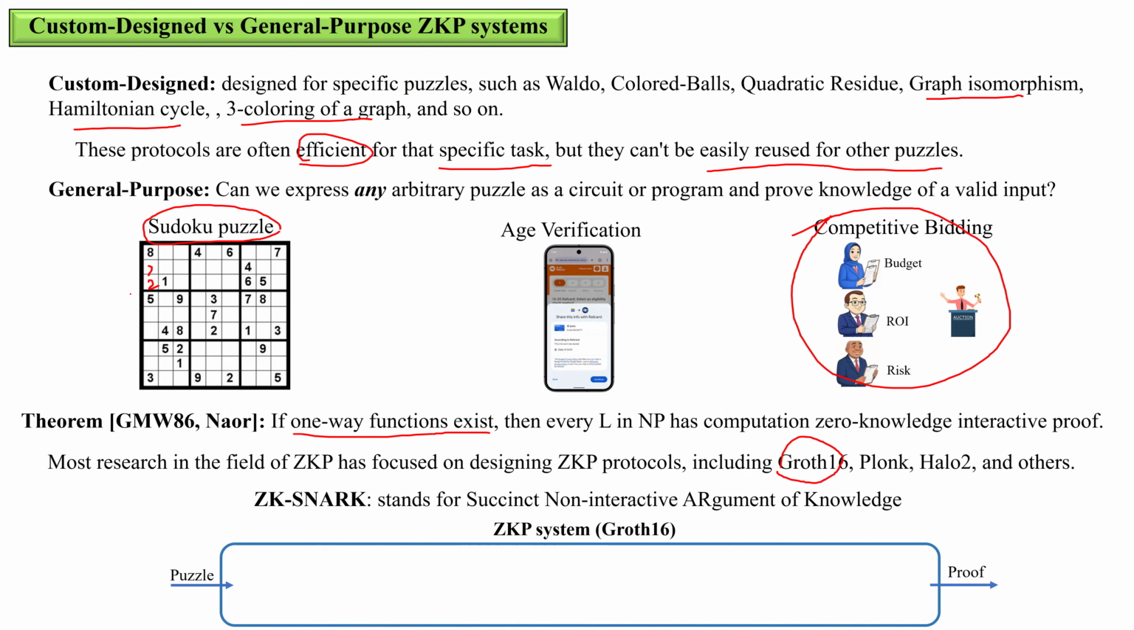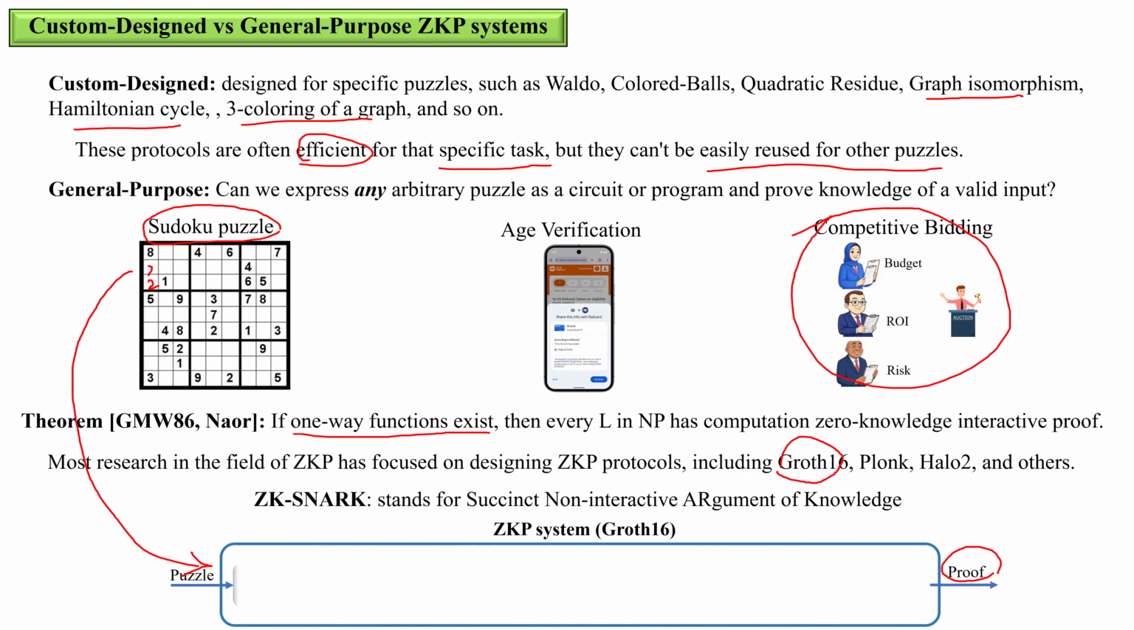So Groth16 allows you to convert your puzzle into something and then give it to the ZKP system, Groth16, and then in the output you will receive a proof. You send this proof to the verifier, and the verifier runs a verification algorithm to be convinced that this is a correct claim.